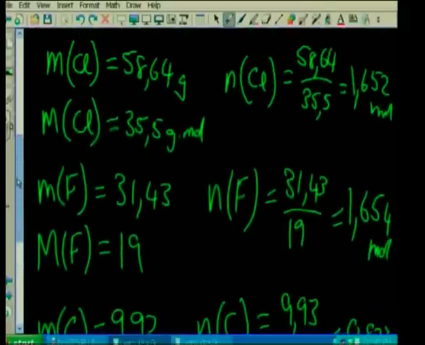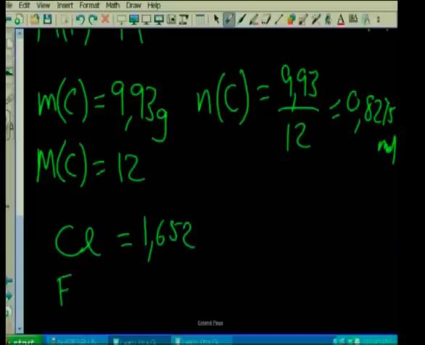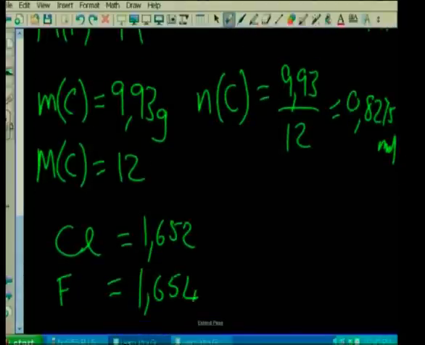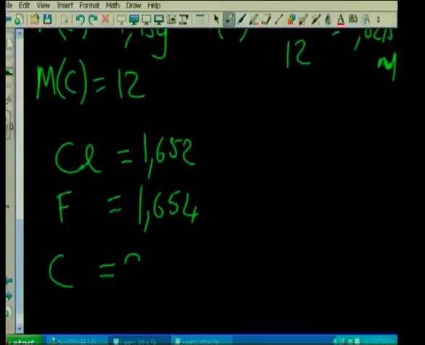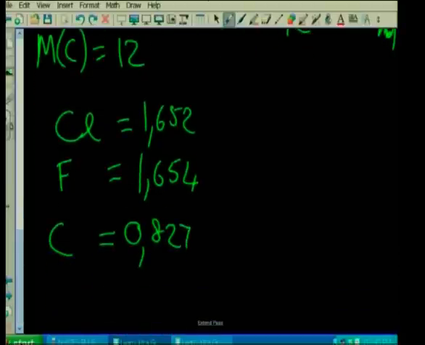Remember, we had chlorine as 1,652. So chlorine was equal to 1,652. Fluorine was equal to 1,654. And we've got carbon is equal to 0,8275. Now, to get the simplest ratio, this is in a ratio of 1,6 to 1,6 to 0,8.